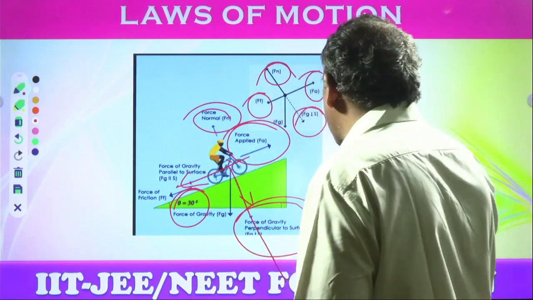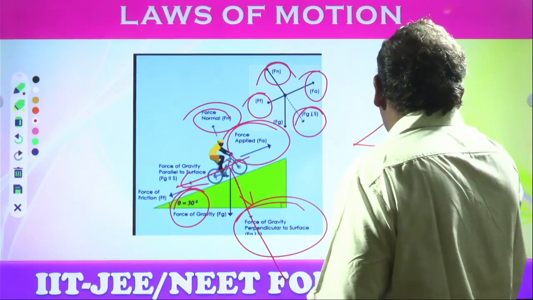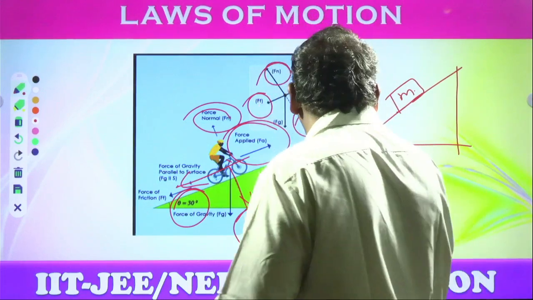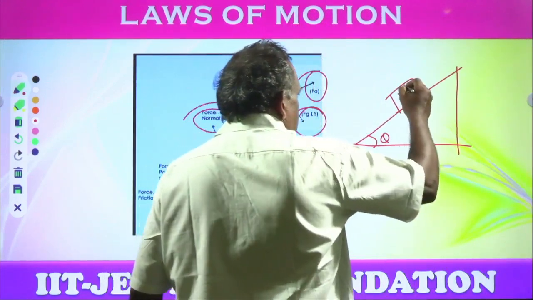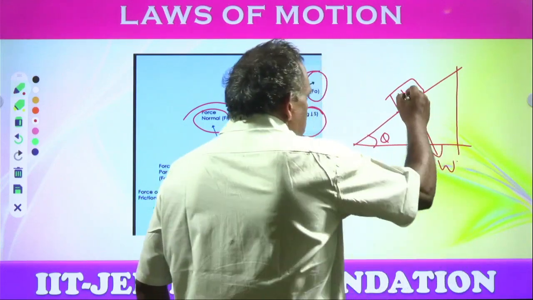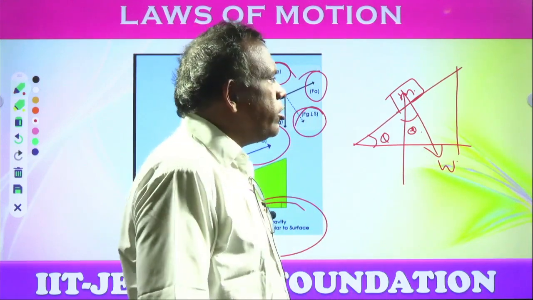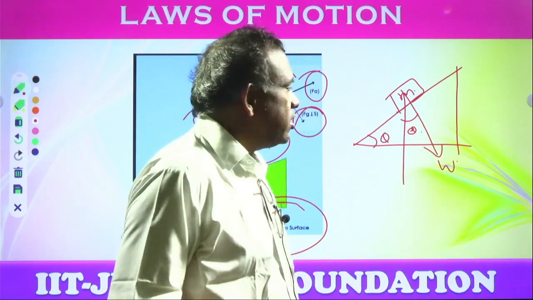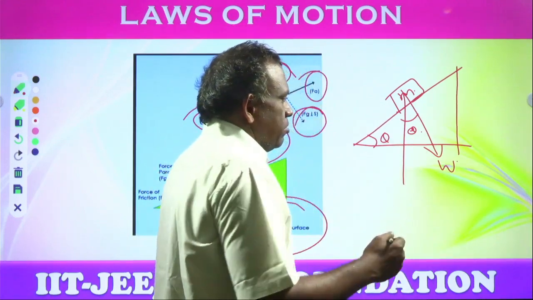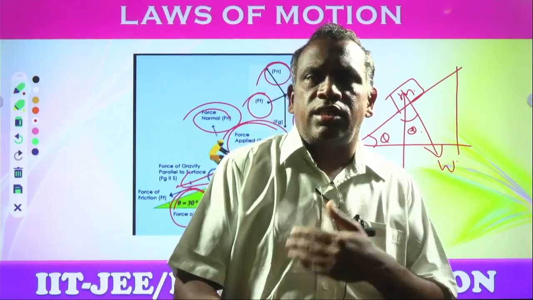So let us take the same object on the inclination. The mass of the object is m, and the angle of inclination is theta. Just now I told you there is a weight of the object, W. This is again an angle theta. The weight is resolved into two components, along the vertical and horizontal direction. So that is W cos theta and W sin theta.